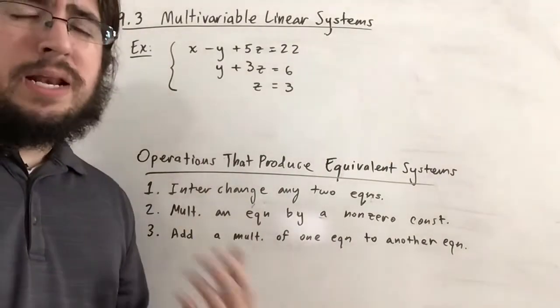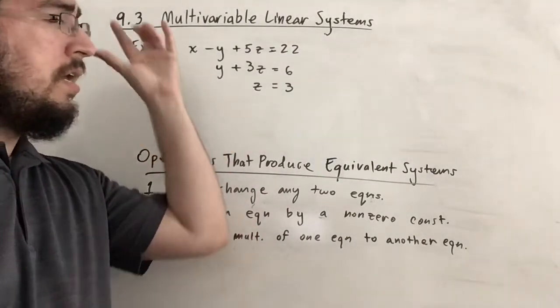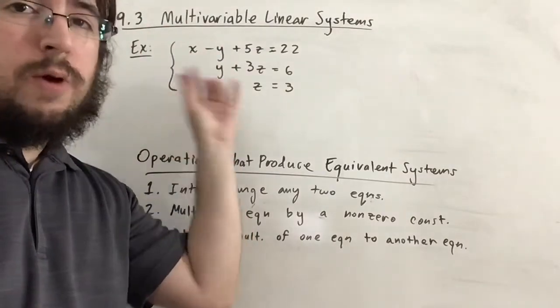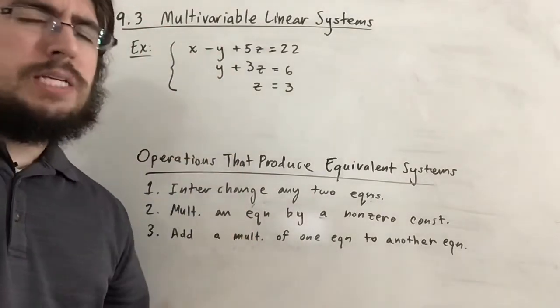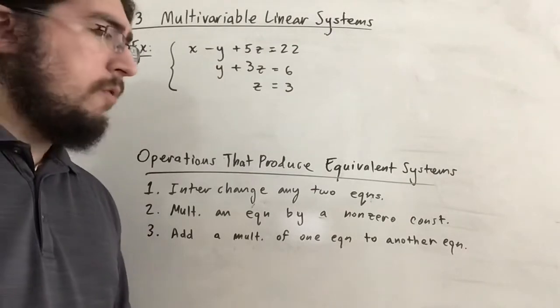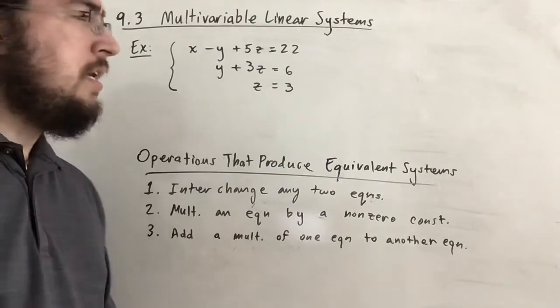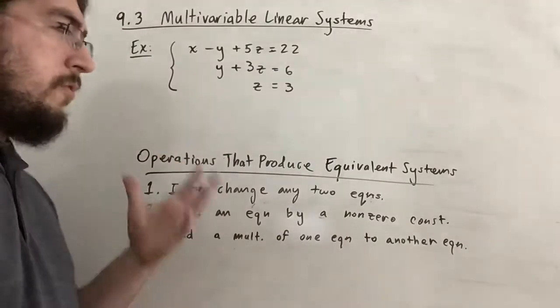Here in 9.3 we're mainly going to be focusing on systems that have three equations and three variables. You could possibly look at four equations with four variables, but that's a little much, to be quite honest. So instead we'll just focus on three with three.